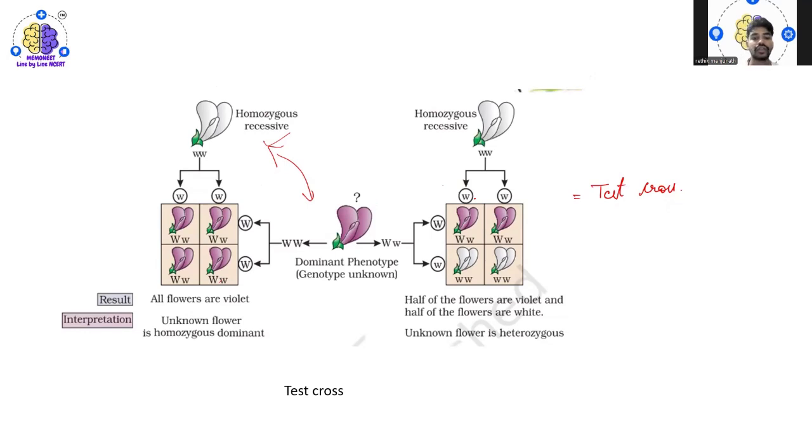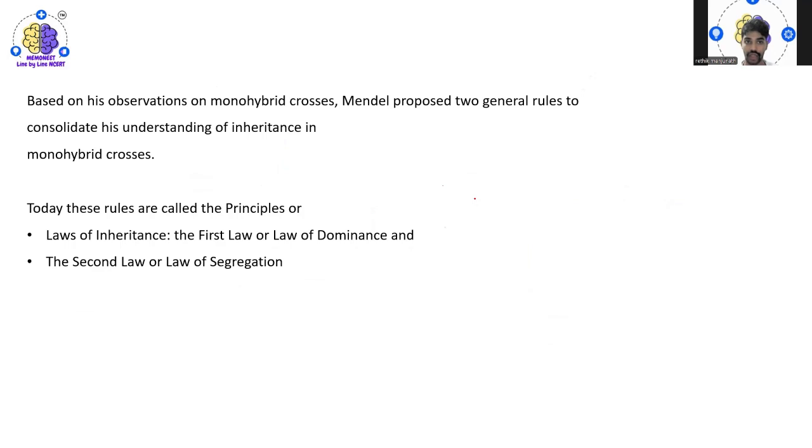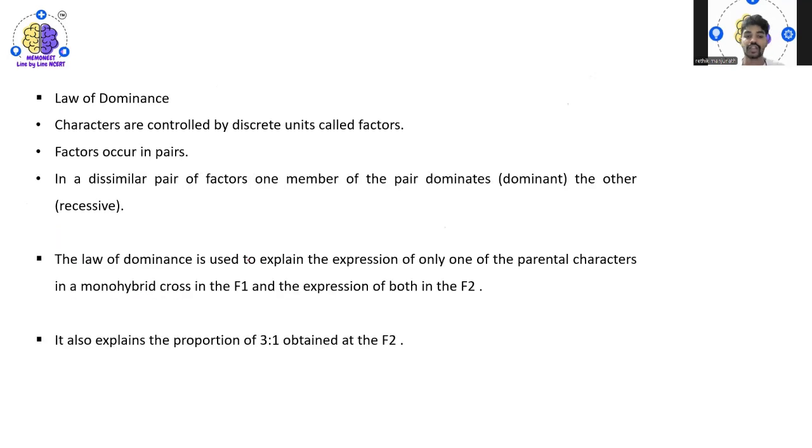Anyhow, based on the observations on the monohybrid cross, Mendel proposed two general rules to consolidate his understanding of inheritance in the monohybrid cross. Today, these rules or principles are called the laws of inheritance, which are the first, law of dominance, and the second, the law of segregation. So first, let us go to the law of dominance.